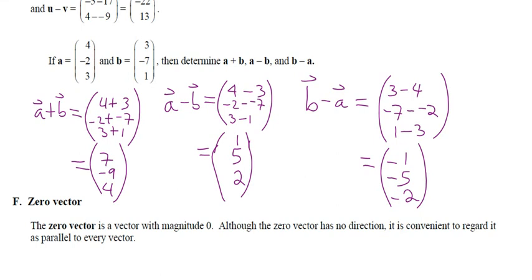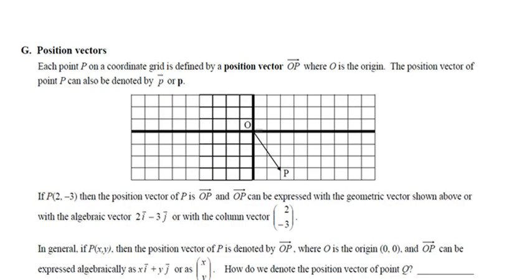The zero vector is a vector with magnitude 0. Although the zero vector has no direction, it's convenient to regard it as parallel to every vector. Okay? Just a statement. It's got no magnitude, it's got every direction.